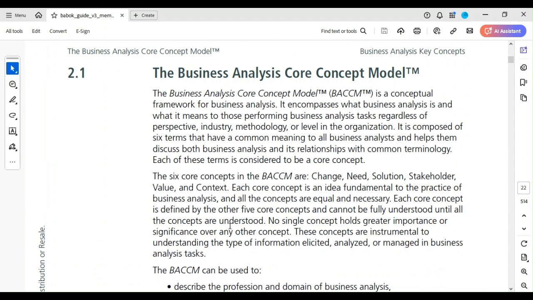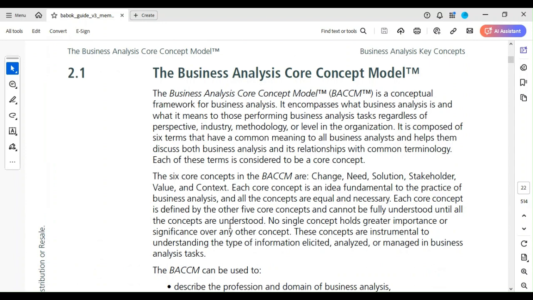So the business analysis core concept model, BACCM, is a conceptual framework for business analysis. It encompasses what business analysis is and what it means to those performing business analysis tasks, regardless of perspective, industry, methodology, or level in the organization. Remember what we said about business analysis? You may not have the title, but you're doing the work of a business analyst, in different fields.